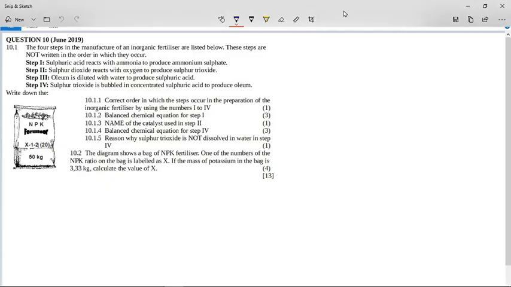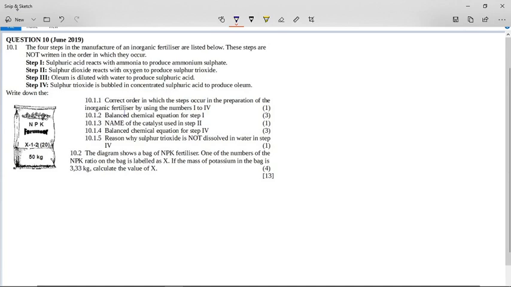Okay, let's look at this past paper question from June 2019. It's about fertilizers. It says the 4 steps in the manufacture of an inorganic fertilizer are shown below. These steps are not written in the order in which they occur. So we're just going to skip those now. It says write down the correct order in which the steps occur in the preparation of inorganic fertilizer by using the numbers 1 through 4.